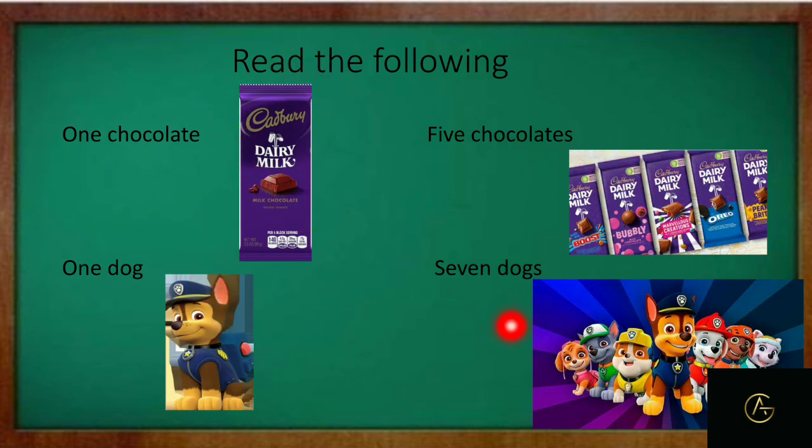Oh, these are dog and dogs. One dog, 7 dogs. If we add s to the dog, it becomes plural. Okay, kids, tell me what are these dogs? These dogs are Paw Patrol dogs, right? I hope everyone has watched these dogs, right? So let's move on.